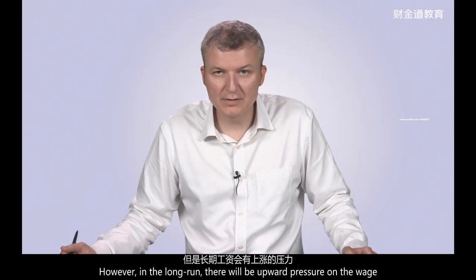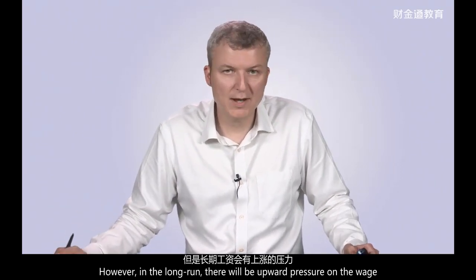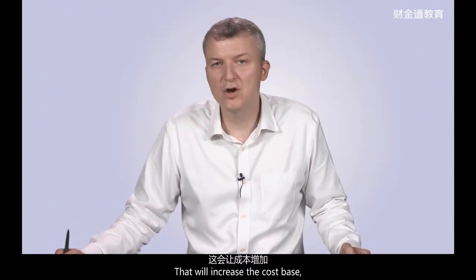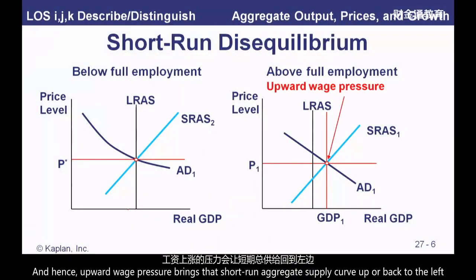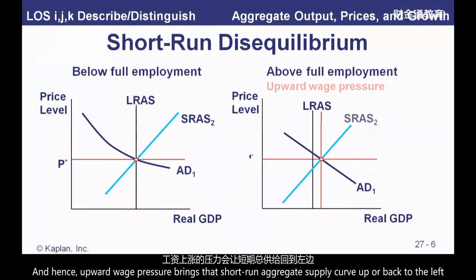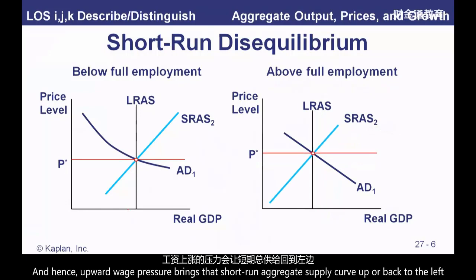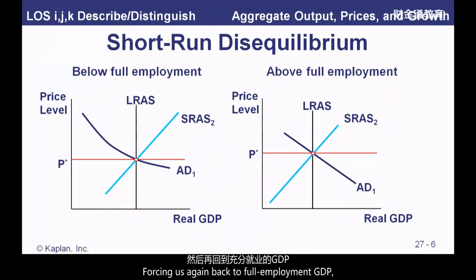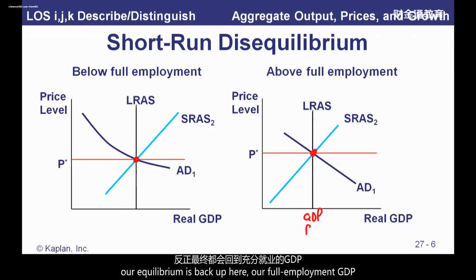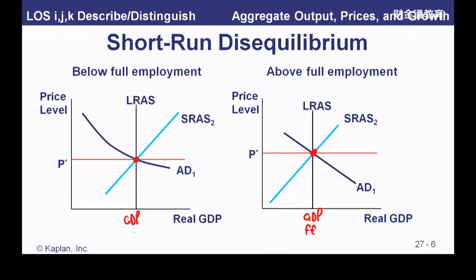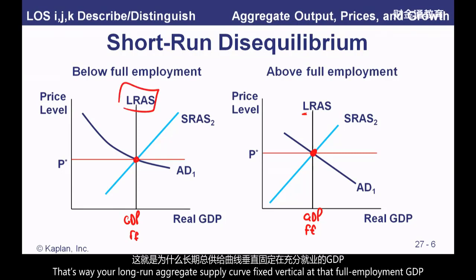However, in the long run, there will be upward pressure on wages. That will increase the cost base, and hence upward wage pressure brings that short-run aggregate supply curve up or back to the left, forcing us again back to full employment GDP. So the key is this: it doesn't matter where we start, our equilibrium ends back up here at full employment GDP. That's why your long-run aggregate supply curve is fixed, vertical at that full employment GDP.